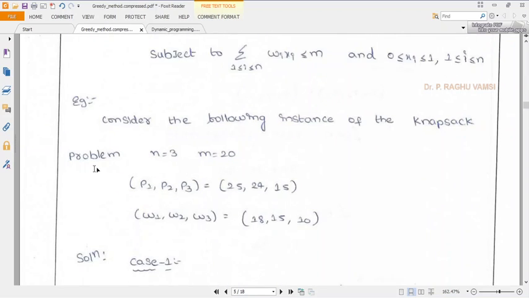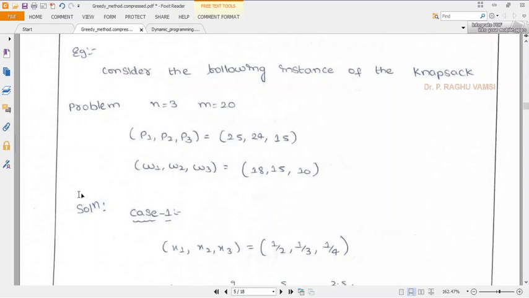Consider the following instance of the knapsack problem where n = 3, that means there are three items, and the maximum capacity of the bag is m = 20. The profits P1, P2, P3 are 25, 24, and 15. The corresponding weights W1, W2, W3 are 18, 15, and 10.